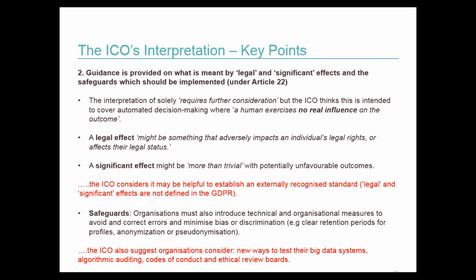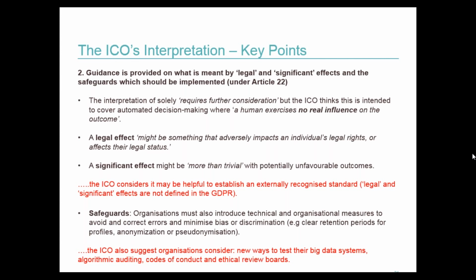One of the important things about the feedback paper is that the ICO offers an interpretation on legal effect and significant effects. The GDPR actually doesn't define these, and so this is potentially quite helpful. And as you'll see, a legal effect is probably quite self-explanatory. A significant effect, however, is something that's more than trivial, with potentially unfavourable outcomes. Again, this is relatively wide, and we'll wait to see what the outcome is of the responses. The ICO has actually suggested it could be useful to establish an external recognised standard to measure significant effects that are free from bias of the controller or the data subject.